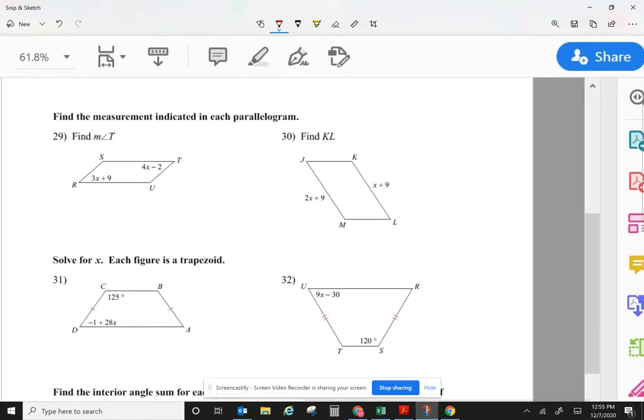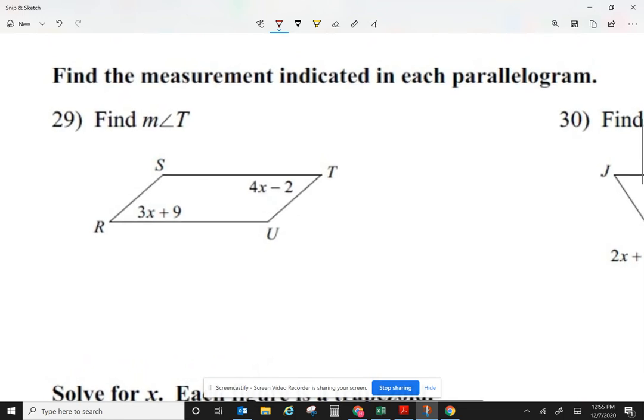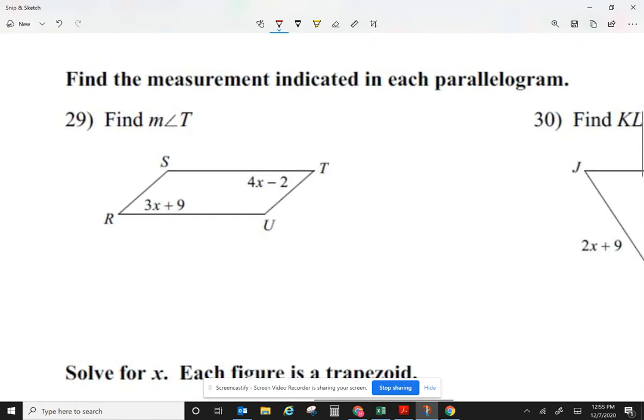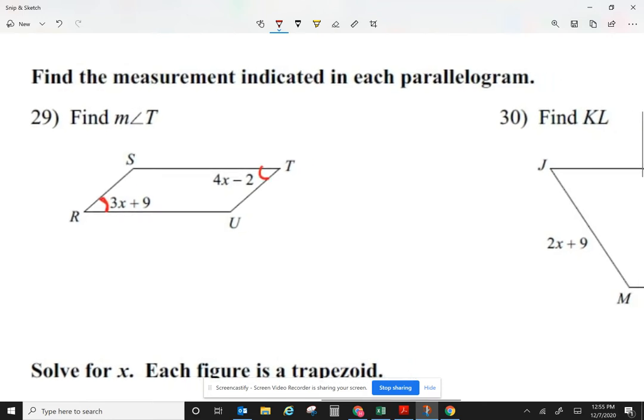Now, when it comes to the sides, let's use the value of x. Here it says, find the measurement indicated in each parallelogram. When I look at this angle, with this angle, I know those angles are opposite from each other. So they must equal to each other. So I'm going to say that 3x plus 9 is equal to 4x minus 2.